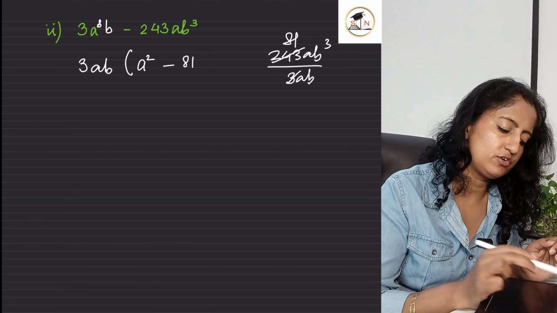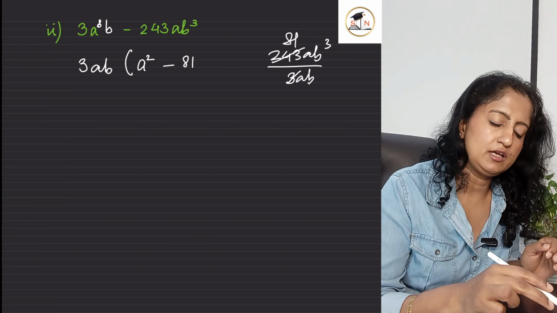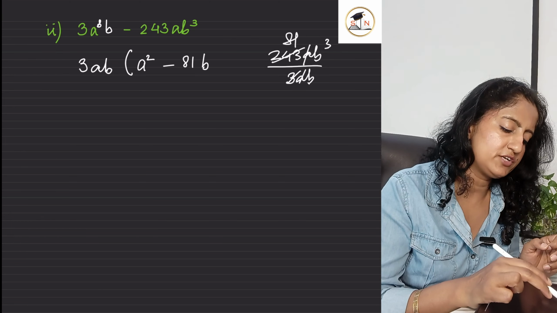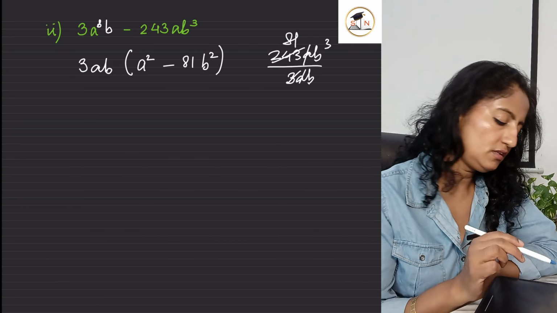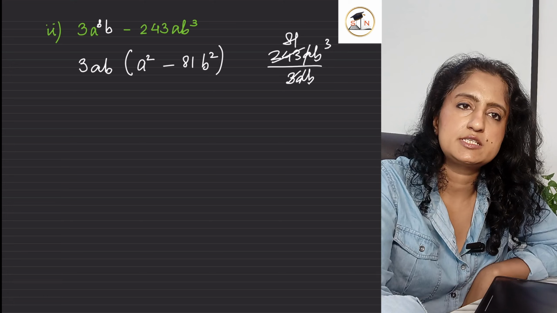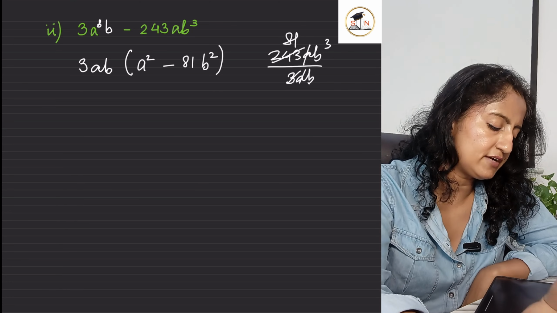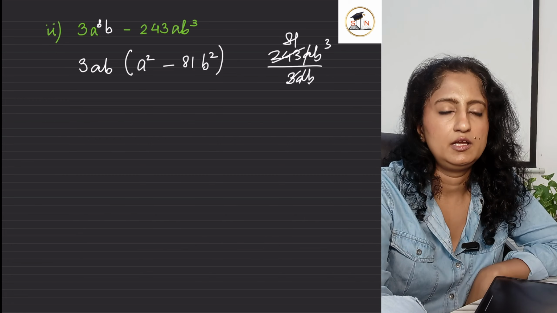So I write 81 over here. And then when you divide AB cube with AB, A got cancelled and we are just left with B square, right? So we have done the first step where we took out the common factors. Now the elements that we are left inside is a square minus 81 b square.